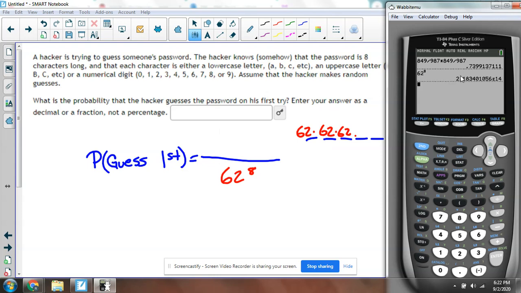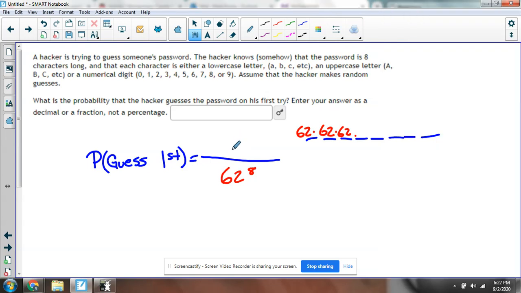That's huge. That's 2 with 14 zeros after. Okay. So, what's the chance he gets it right on the first try? It's going to be 1 over that. Okay. So it says, what's the probability the hacker gets it correctly? Answer as a decimal or a fraction, not a percentage.